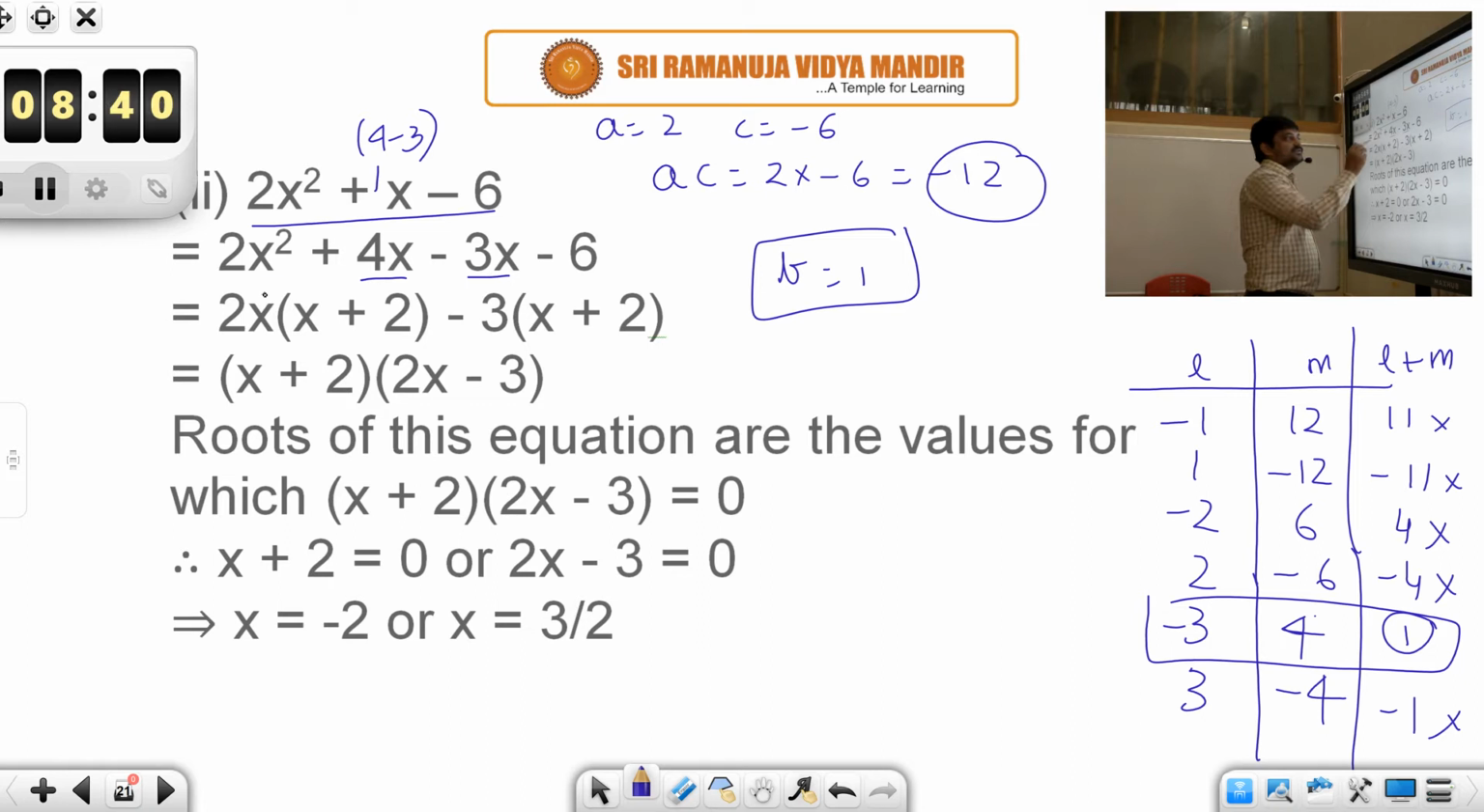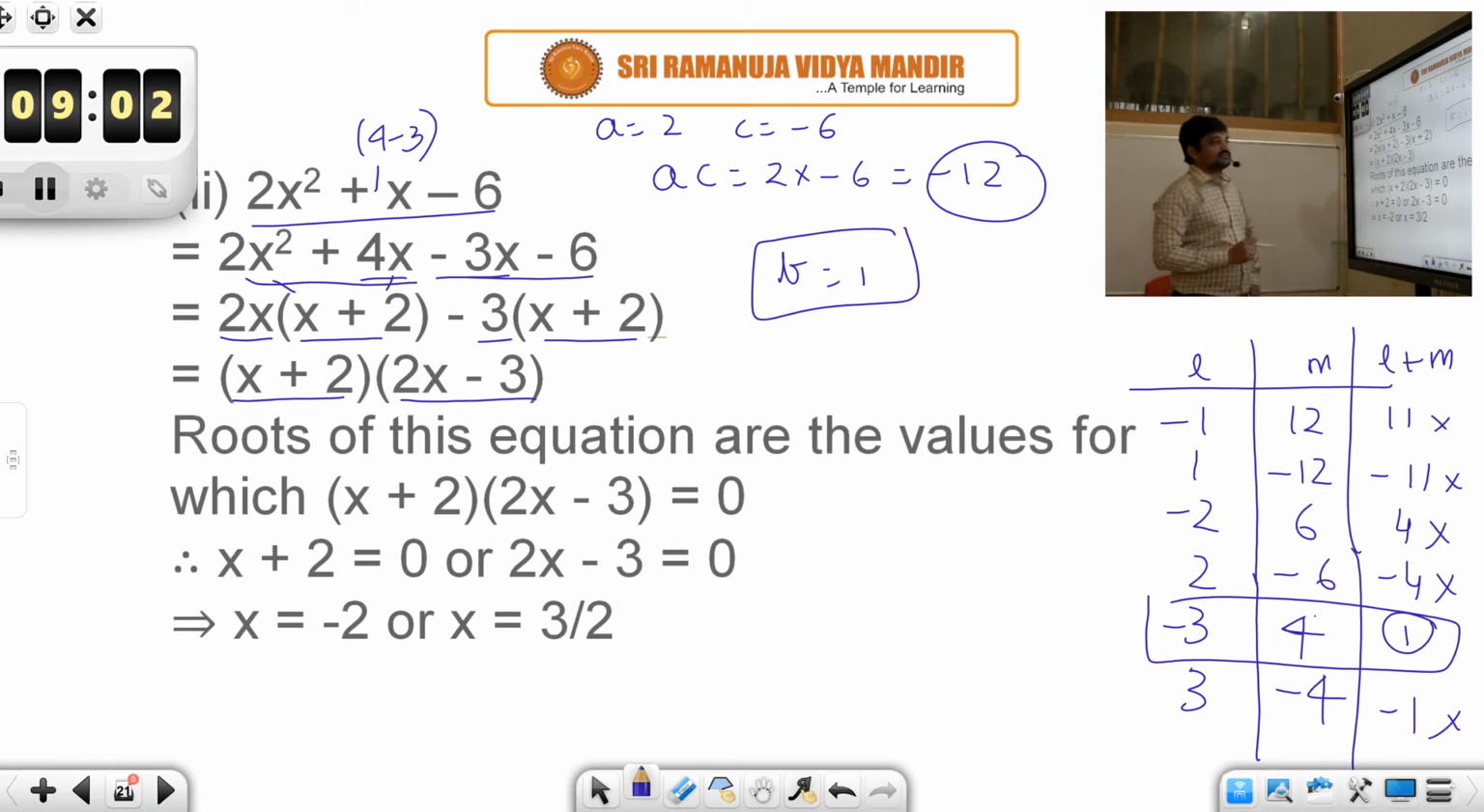Now your next step is from the first two terms take common. Here you could see that 2 is common and x is common. If you take 2x common, you will be left with x plus 2. And then from the last two terms, you could take minus 3 common and then x plus 2. Now from these two, you could see that x plus 2 is common. So you will be left with 2x minus 3.